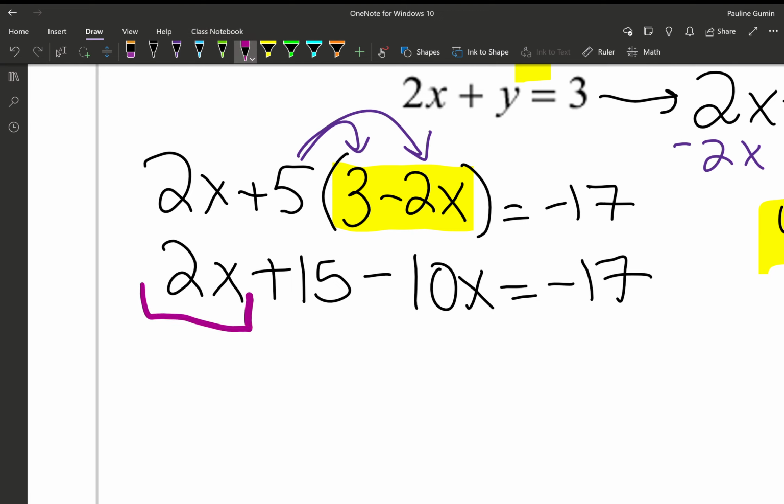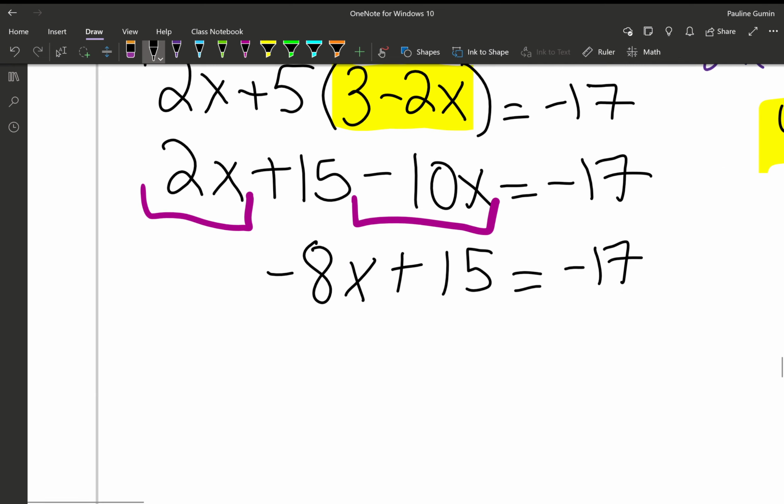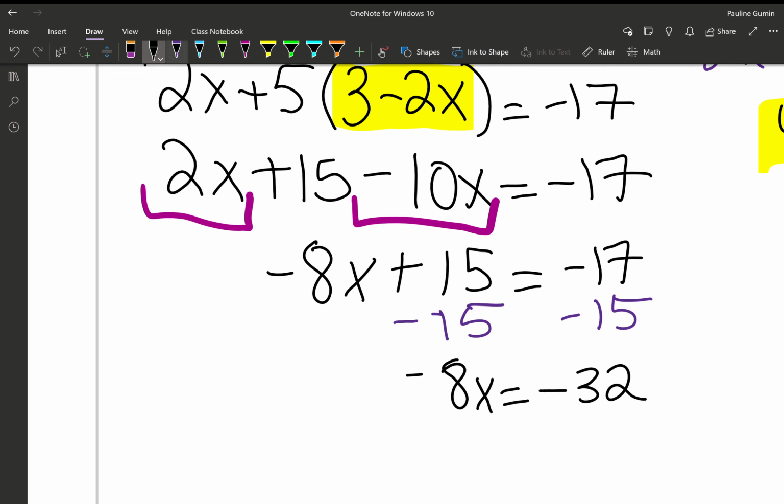Combine some like terms. We got these x's to combine. 2x minus 10x is negative 8x. Then we still have the plus 15 equals negative 17. Subtract 15 from both sides. So we have negative 8x equals negative 32.